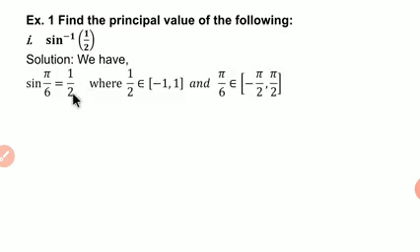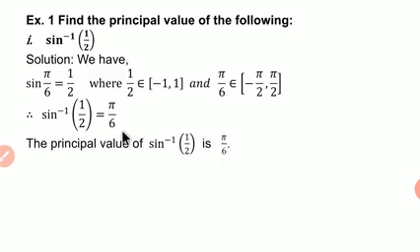We have sine pi upon 6 is equal to 1 upon 2, where 1 by 2 belongs to the closed interval minus 1 to 1, and pi by 6 belongs to the closed interval minus pi by 2 to pi by 2. Therefore, by using the inverse trigonometric function, we easily say that sine inverse 1 upon 2 is equal to pi upon 6. And hence, the principal value of sine inverse 1 upon 2 is pi by 6.